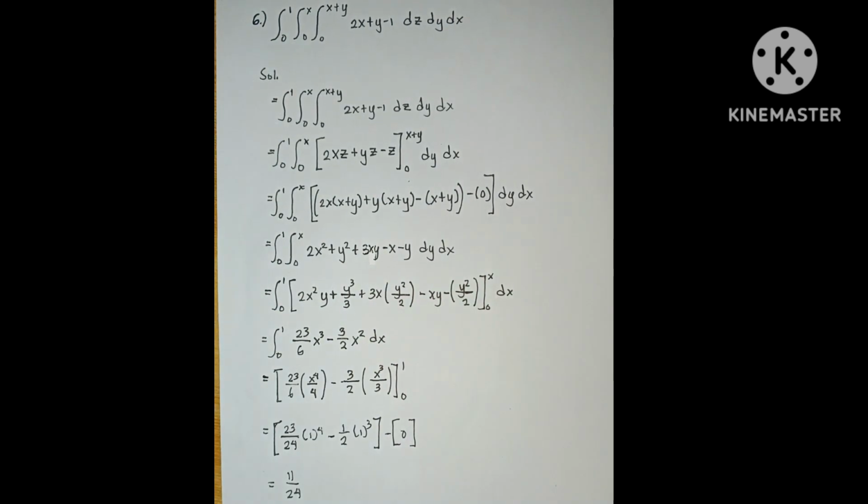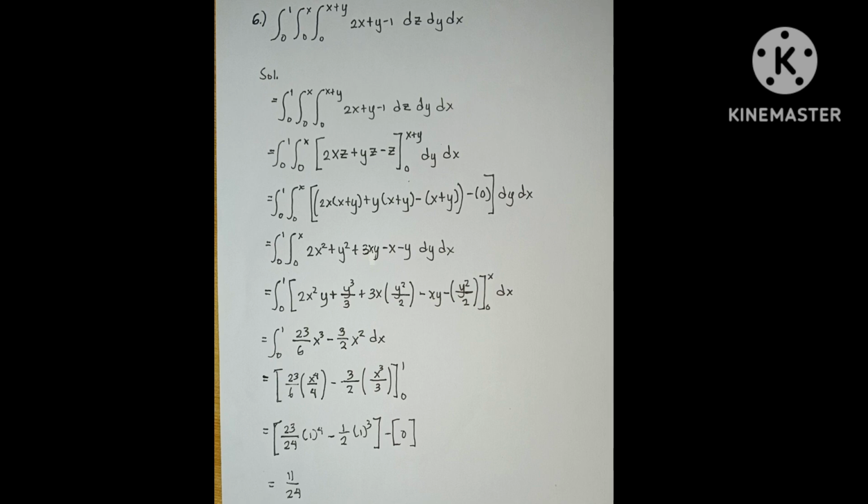Next is we're going to multiply. So we have the integral of 0 to 1 with respect to x. So we have 23 over 6 x cubed minus 3 over 2 x squared dx. So next is we're going to integrate the value of x.